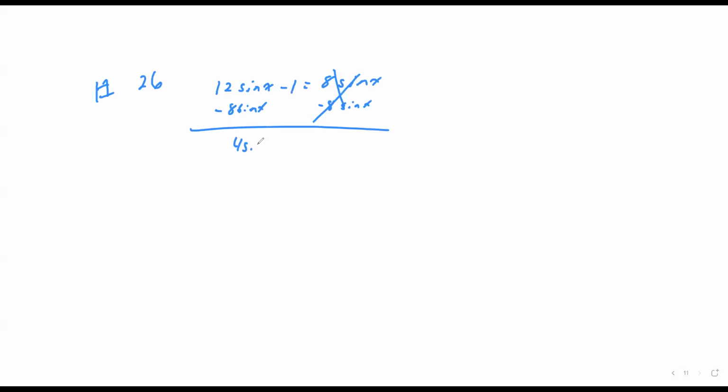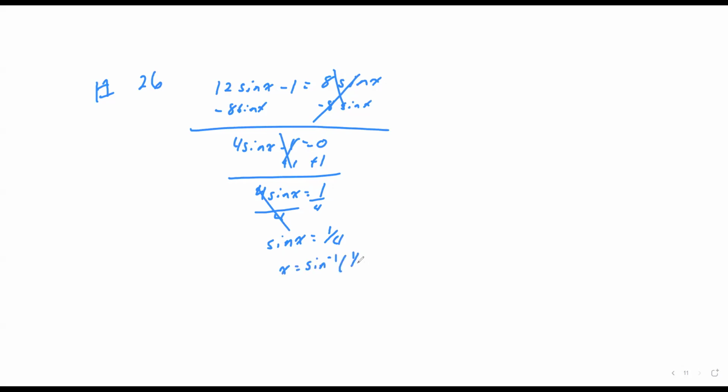That would give me 4 sine x minus 1 equals 0. Now I can isolate my trig function. Divide by 4. And then once again, I don't actually have this value on the unit circle, and again, they want the exact answer. So you just leave it as sine inverse of 1/4. Right? And then just leave it like that and you're good to go.